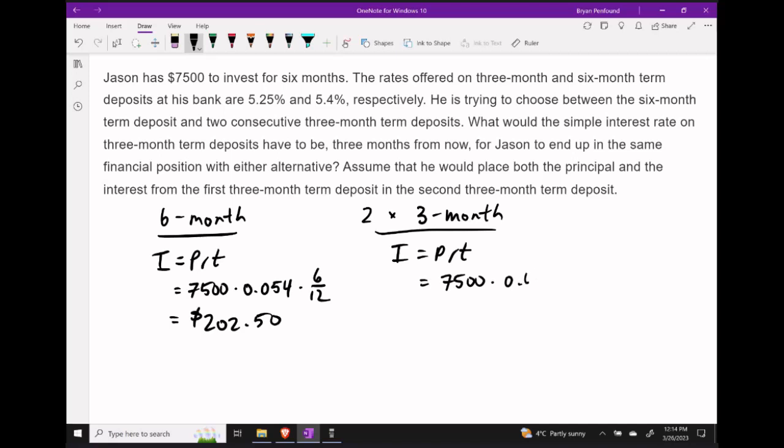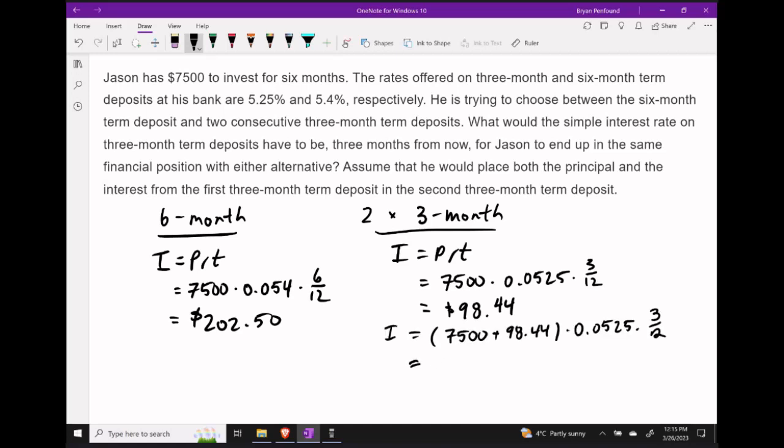If we go the 3-month term route, we're going to take our $7,500, multiply by the 3-month percentage, which is 5.25%, and then multiply by 3/12. In our first 3-month term, we're going to get $98.44 in simple interest. And then what we do is we turn around and reinvest our initial principal amount of $7,500 plus that simple interest of $98.44 that we obtained during the first 3-month investment.